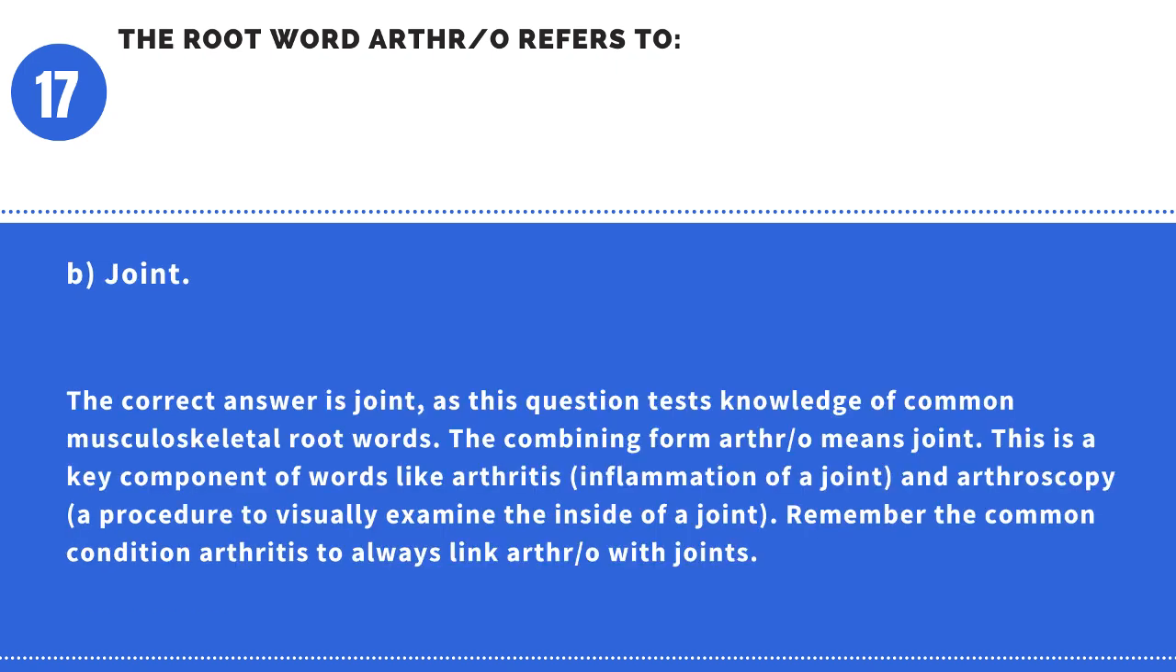Answer: B. Joint. The correct answer is joint, as this question tests knowledge of common musculoskeletal root words. The combining form arthr/O means joint. This is a key component of words like arthritis, inflammation of a joint, and arthroscopy, a procedure to visually examine the inside of a joint. Remember the common condition arthritis to always link arthr/O with joints.